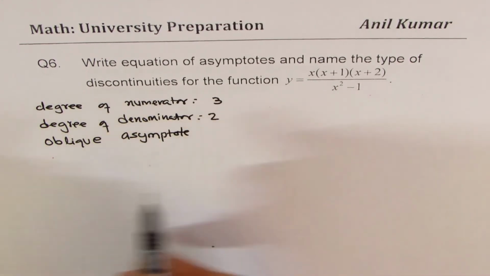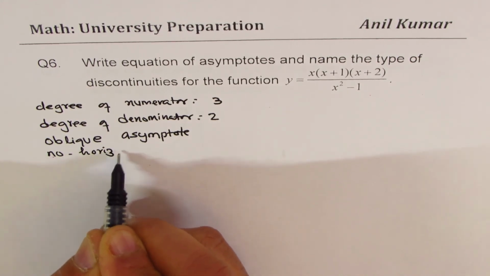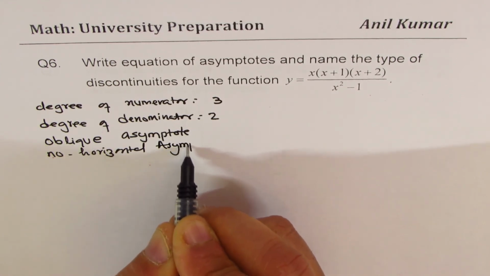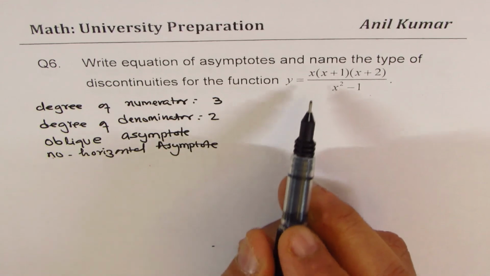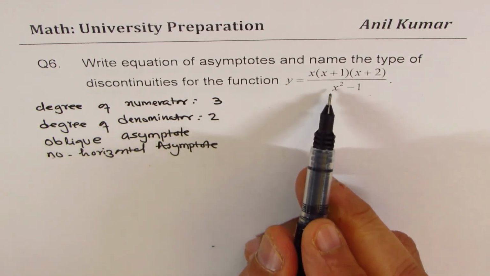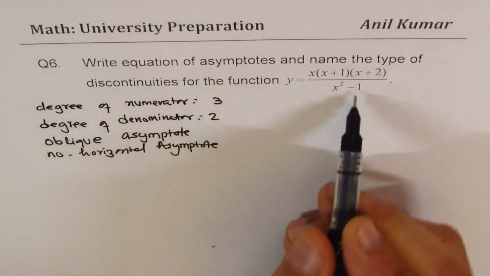So there is no horizontal asymptote. There is no horizontal asymptote. You get horizontal asymptotes when the degree is either the same for both numerator and denominator, or the degree of the denominator is higher. Okay. Now let's rewrite this function.